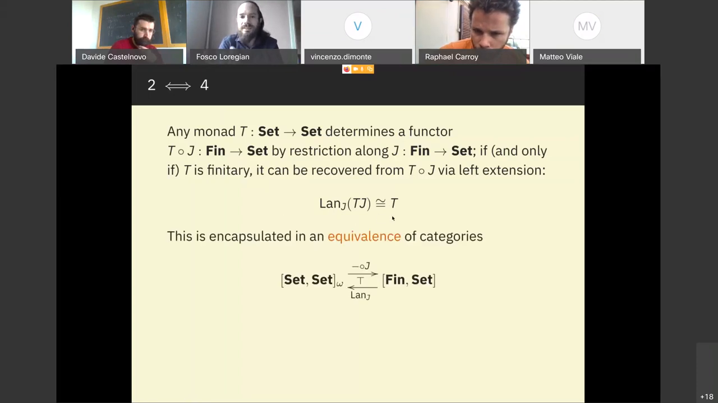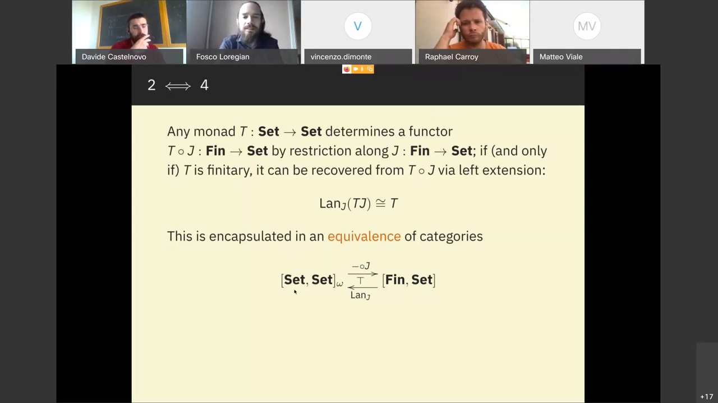How do you formalize this result? Well, precomposition with J defines a functor in this direction that restricts a functor from Set to Set to a functor from Fin to Set. This precomposition with J, blank circ J, admits a left adjoint, and this is exactly the definition of Lan J, the left Kan extension along J. And this adjunction restricts to an equivalence of categories between all functors from Fin to Set and finitary functors between Set and Set.